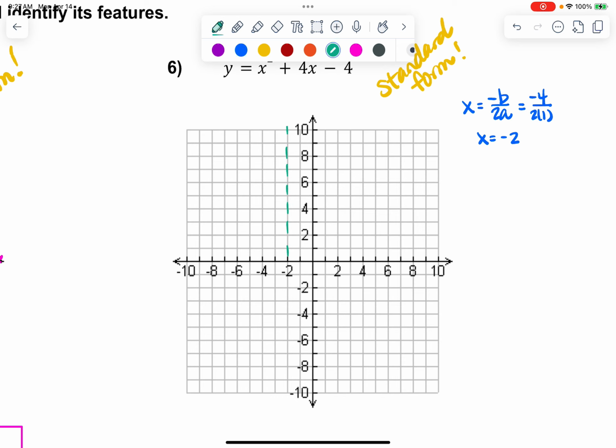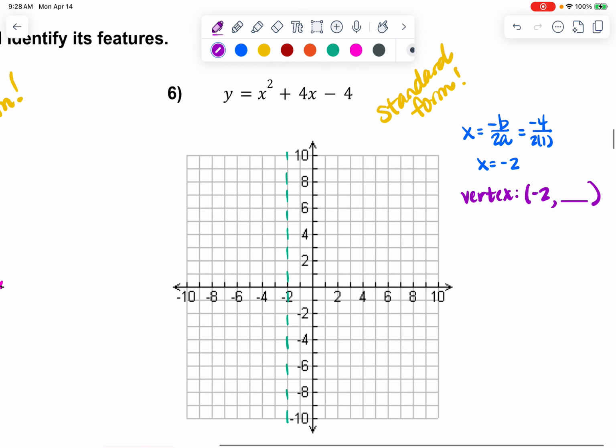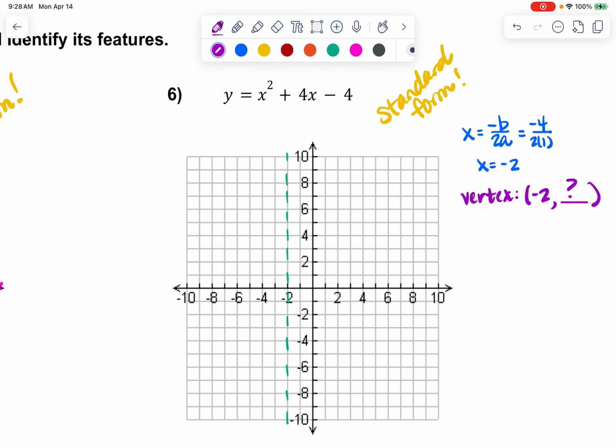So I know my vertex has to be somewhere on this axis of symmetry. All right, but I need to go figure out what that is. What I do know is that the vertex has an x value of negative 2 because it has to lie on that x equals negative 2 line. So what we need to do is find what is the y when x is negative 2. Well, that's easy because I can just put in a negative 2 everywhere I see an x. Make sure you put those in parentheses.